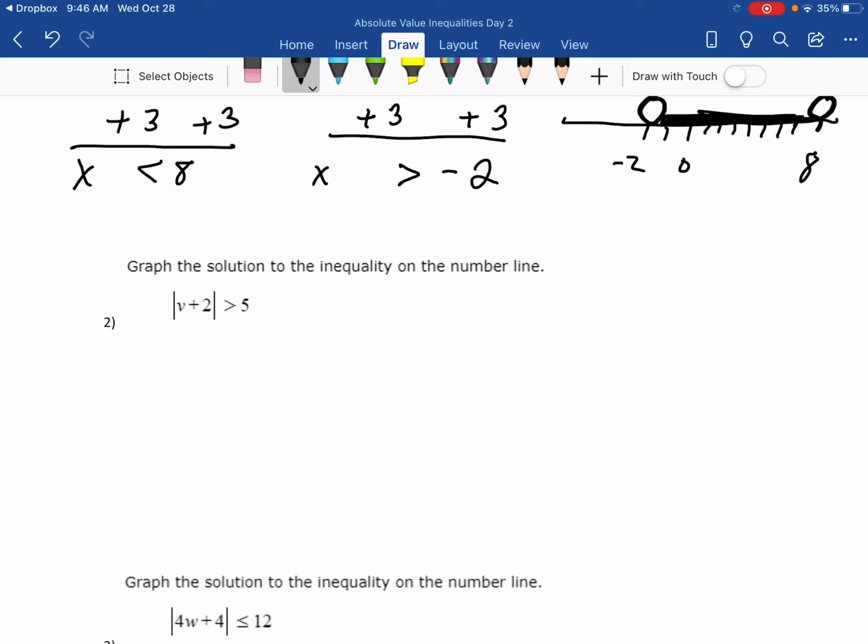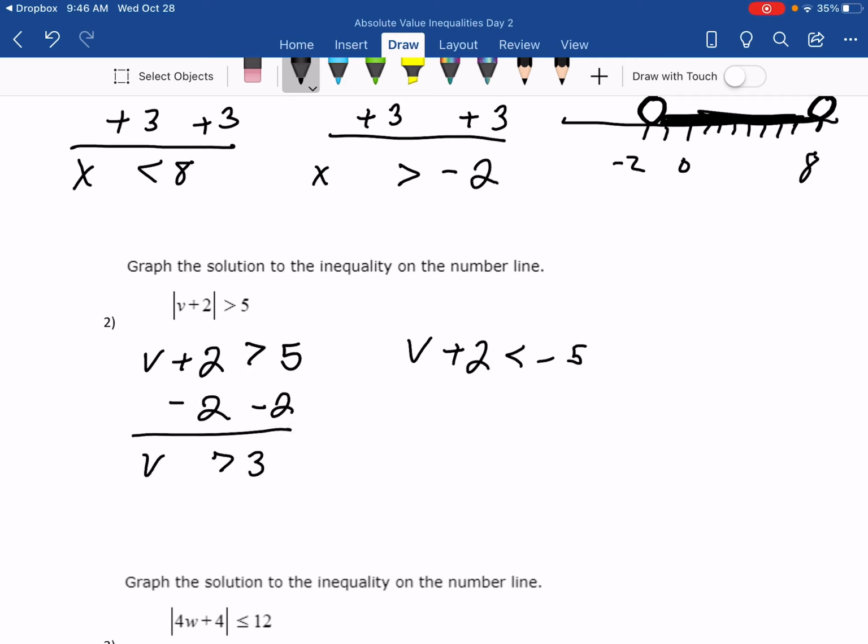All right, so number 2 is really similar. Remove the bars and we'll form our two inequalities. First inequality, v plus 2 greater than 5. Second one is v plus 2 less than negative 5. So solving each, v greater than 3, v less than, it should be negative 7.